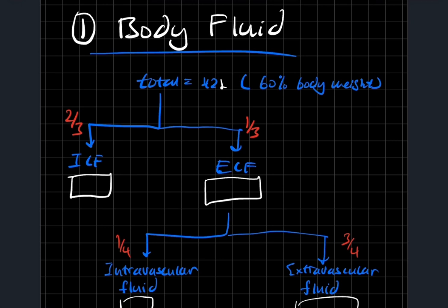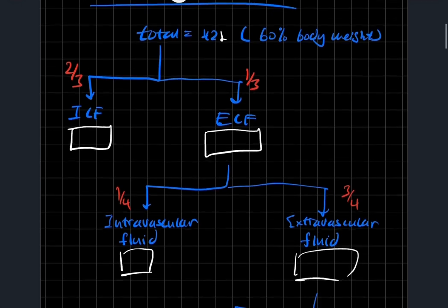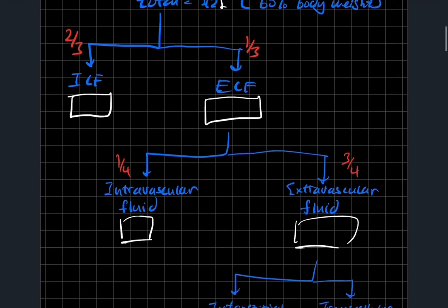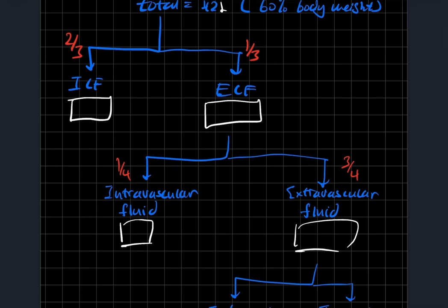So 1/3 of the body fluid goes to the ECF. And from the ECF, 1/4 goes to the intravascular fluid, basically the plasma inside your vessels, and 3/4 goes to the extravascular fluid. So right now, we're just going to put in the rough numbers. So this is around 28 liters, 14 liters, 3 liters, and 11 liters. This is not the exact number, but just bear with me.